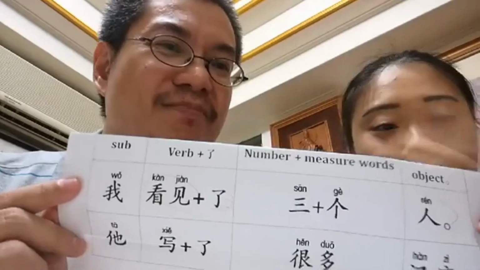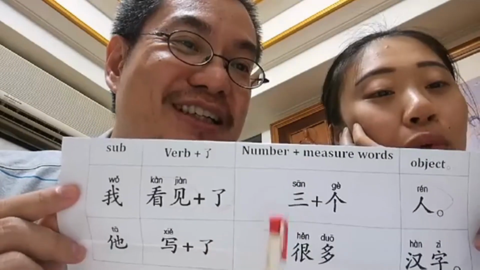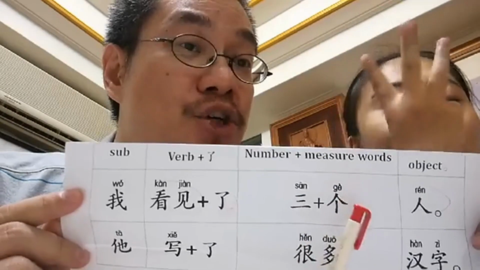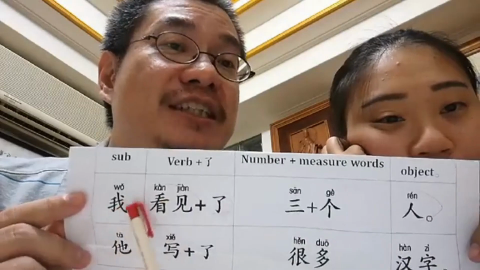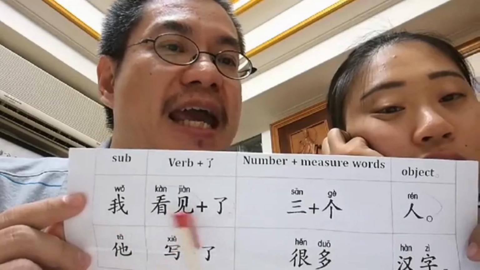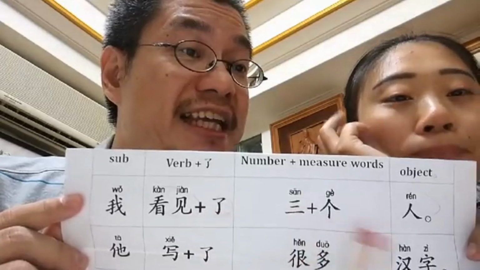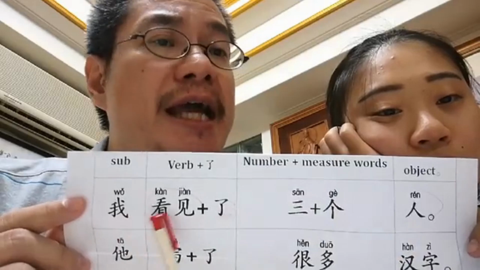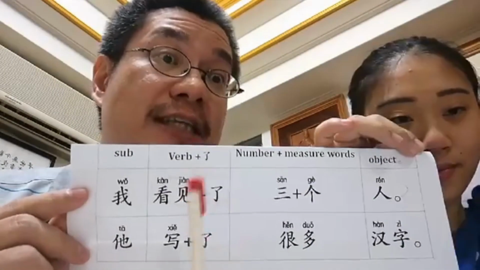Where is 了? Where is the number plus measure word? 三个, right? 三 is the number, 个 is the measure word. Where is the object? 人. Yep. So let's read the sentence again. 我看见了3个人, which means I saw, past tense, right? I saw 3 people, or I have seen 3 people. Okay, so that's the meaning of 了.